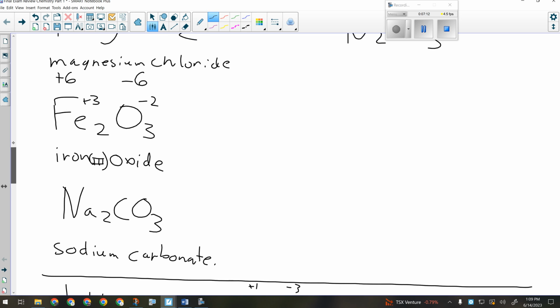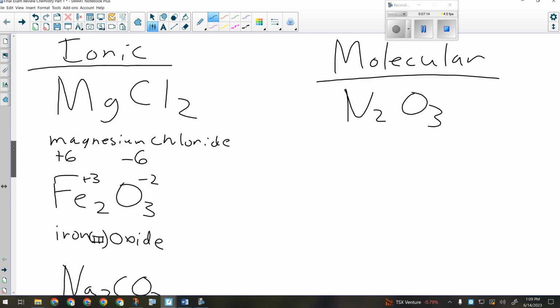And for the one molecular one I had over there, how many nitrogens do I have here? 2. So what's the prefix? Di. Okay, the first one doesn't get an "ide" ending, but the second one does. Trioxide. Okay, everybody okay with that? Ringing a bell?